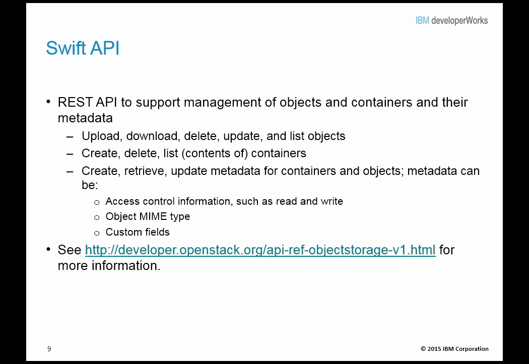Object. This stores data content, such as documents, images, and so on. You can also store custom metadata with an object. With the Object Storage API, you can store an unlimited number of objects. Each object can be as large as 5 GB, which is the default. You can configure the maximum object size as well.